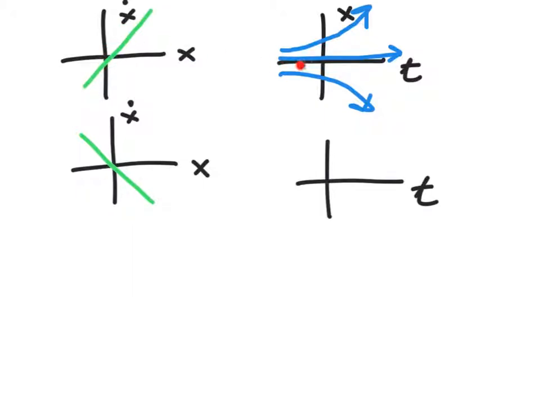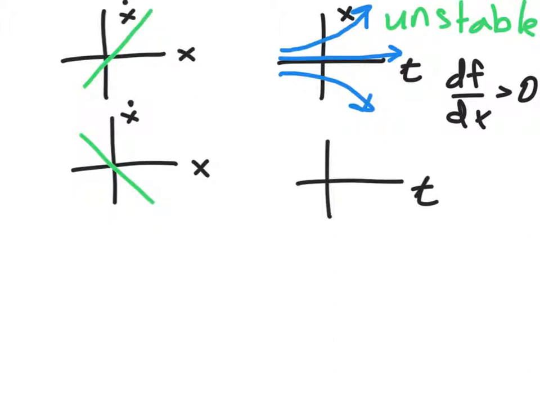Okay, and so this slope, where we went from a negative value to 0 to a positive value, the slope of this line is positive, and that positive slope corresponds to an unstable fixed point. Okay, so this is an unstable fixed point, and that corresponds to the slope, df dx, being positive.